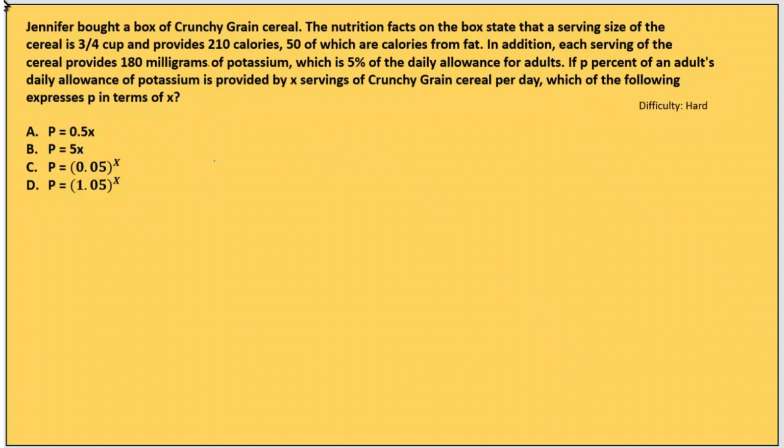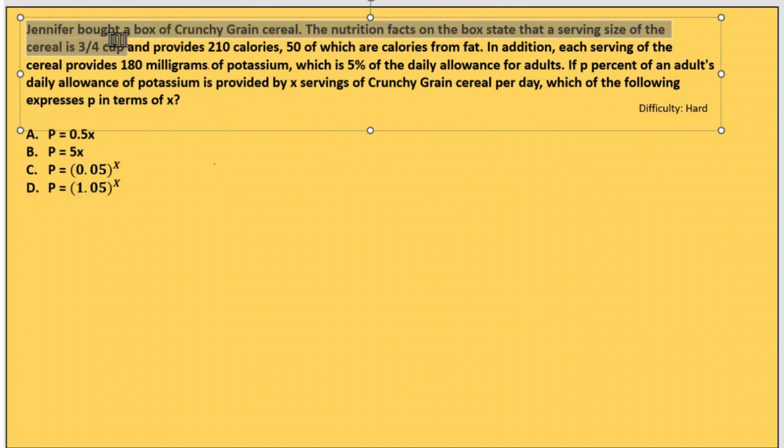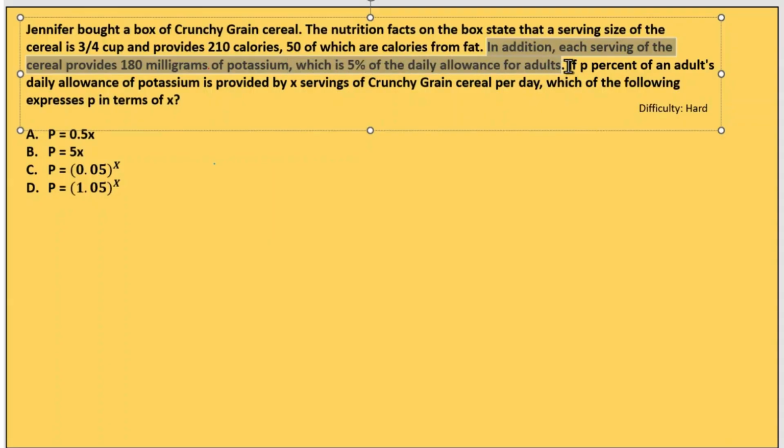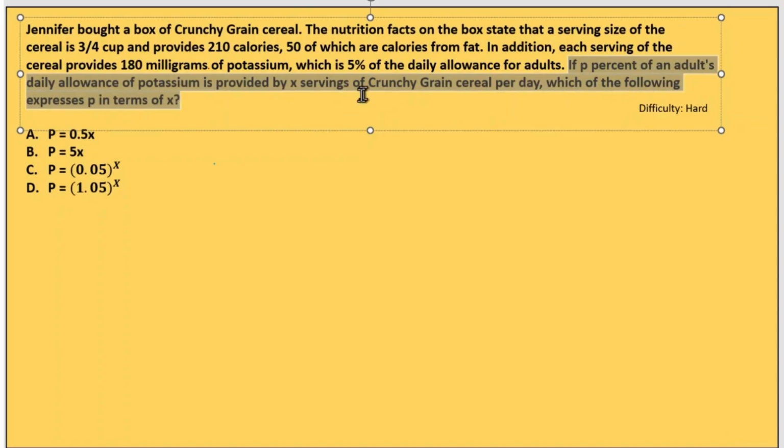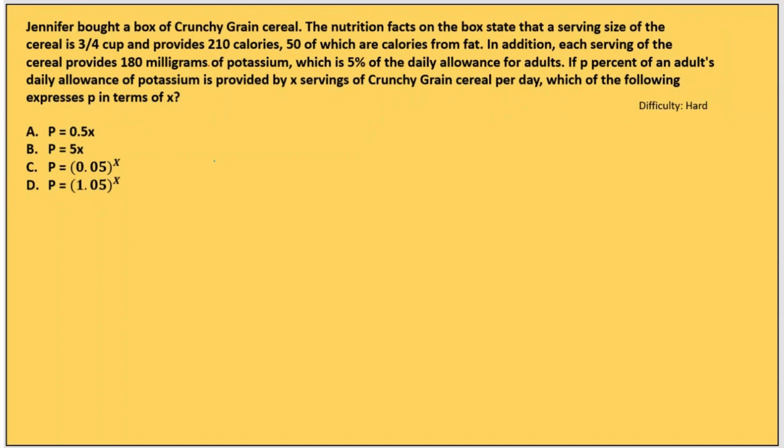So what are we given? As we can see here, they have given us a question. Jennifer bought a box of crunchy grain cereal. The nutrition facts on the box state a serving size of the cereal is 3/4 cup and provides 210 calories, 50 of which are calories from fat. In addition, each serving of the cereal provides 180 milligrams of potassium, which is 5% of the daily allowance for adults. If P% of an adult's daily allowance of potassium is provided by X servings of crunchy grain cereal per day, which of the following expresses P in terms of X? I guess what we understand is nothing. So now let's see how we can actually solve this question.